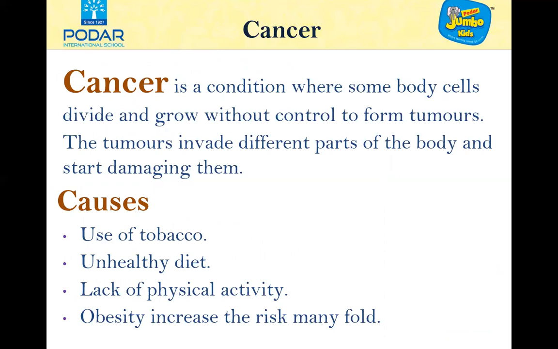As we grow, the cells in our body continuously divide and help us to grow. But the division of these cells is under control, whereas in a cancerous condition, the cells are out of control and multiply continuously to form a mass of cells called tumors, which is harmful to us. The causes are use of tobacco, unhealthy diet, lack of physical activity, and obesity, which increase the risk of cancer manyfold.